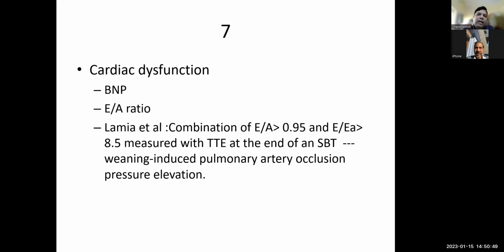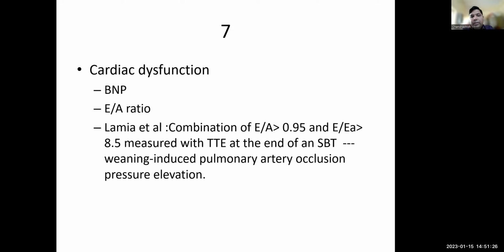Again, I'm not very sure about the practicability of these things, because these are advanced echo parameters. When the patient is getting weaned off the ventilator, at the end of the spontaneous breathing trial, is an expert there at the bedside to measure this? But when you study it, you obviously measure it and find that there is a benefit. But I personally think that BNP is something that can be easily done.